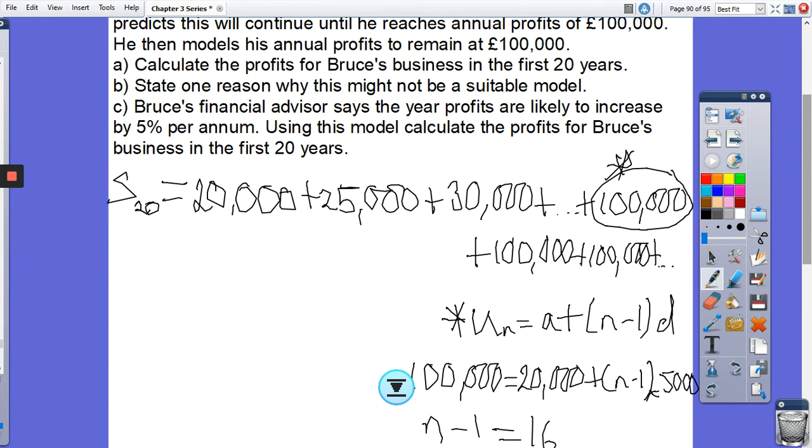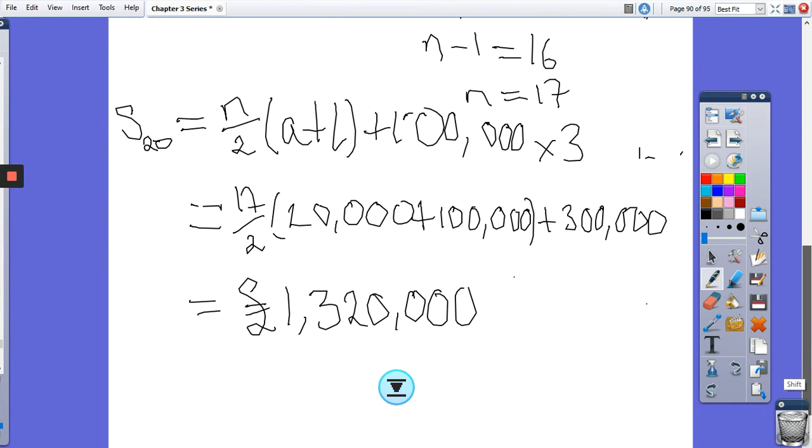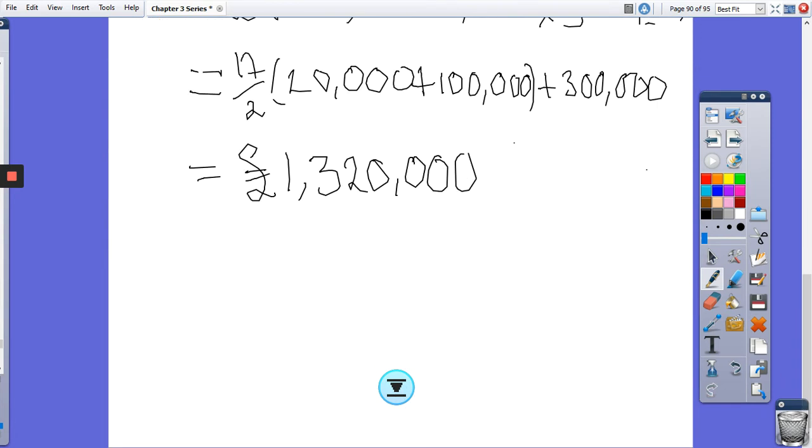State one reason why this might not be a suitable model. So we've got to reinterpret what's happening in the question. It's not just a case of being able to do some number crunching. In the exam, you'll be expected to interpret your answers, not just in applied, where this will happen more often, but also in pure.